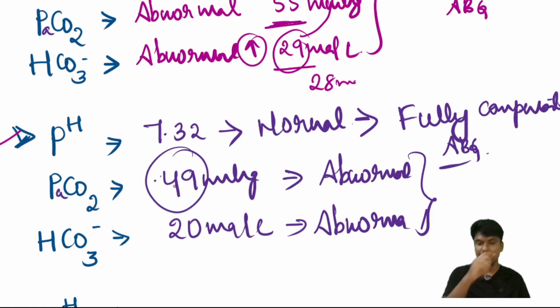Here, what is abnormal? Your PCO2 is more, and your pH is almost normal only. So that's why I'm calling this one fully compensated respiratory acidosis.